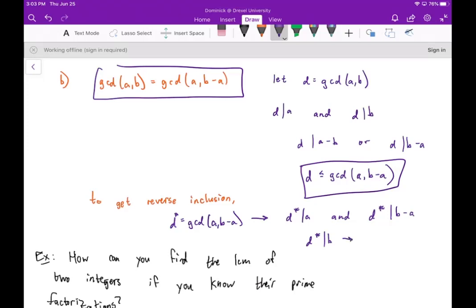So then that gives me that D star is less than or equal to the GCD of A and B, right? So then that's the idea. That's how you could sort of formalize it there.